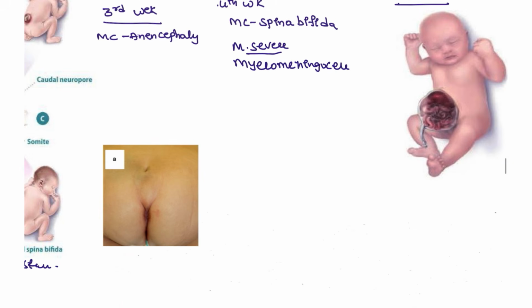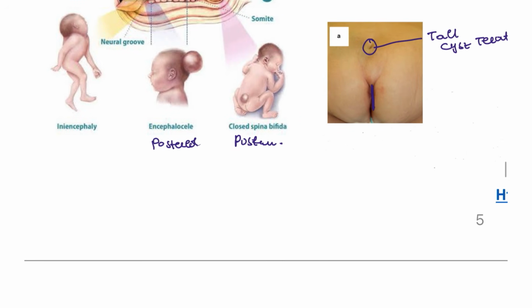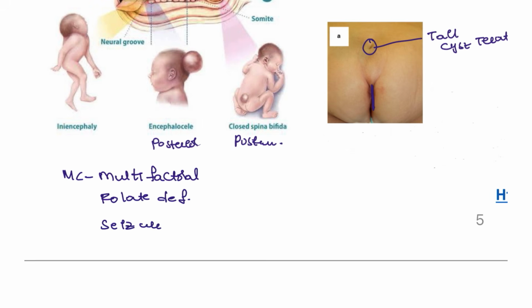And here you can see this is the anus, and here another cyst. This is known as a sacrococcygeal teratoma. This question has been asked recently. And what is the most common cause of the neural tube defects, guys? The most common is multifactorial, not just one. And the most established is folate deficiency. And another one is seizure disorders, meaning seizure medicines.